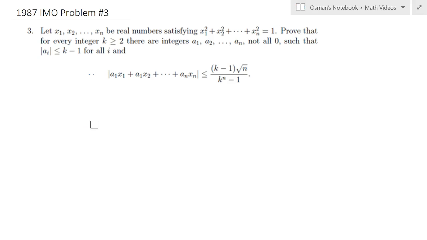Hello everybody, in this lecture we will be solving 1987 IMO problem number 3. Here's a view of this problem. We are given real numbers x sub 1, x sub 2, through x sub n satisfying the following condition.